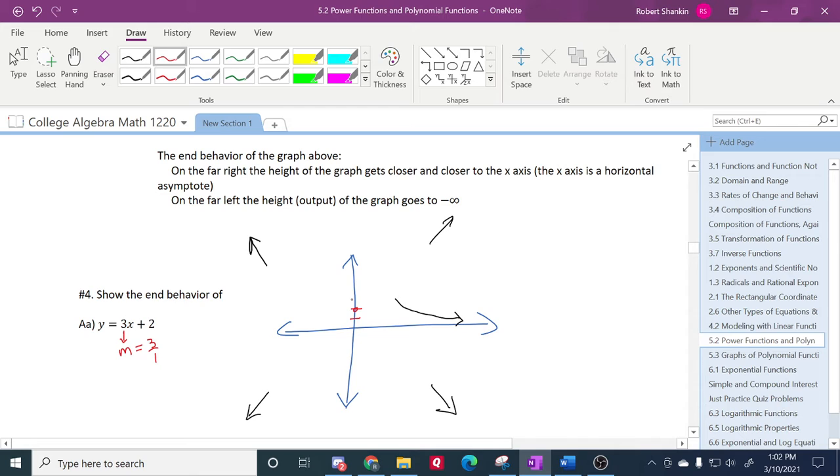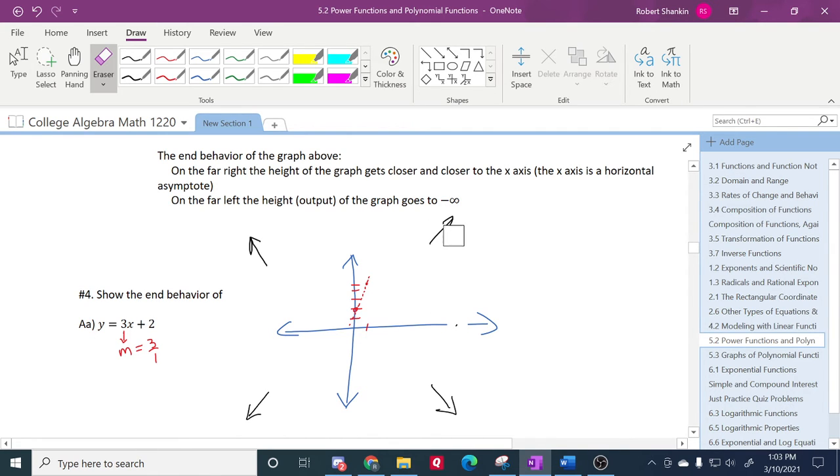So it would rise 3 and run 1. And so I'd be connecting. Now, the thing is I don't want this line. I don't really want the whole thing. I only want the end behavior. So if I want to show the end behavior only, you don't graph the whole function. You get rid of all this. The only thing you keep is on the far right, it's going up.